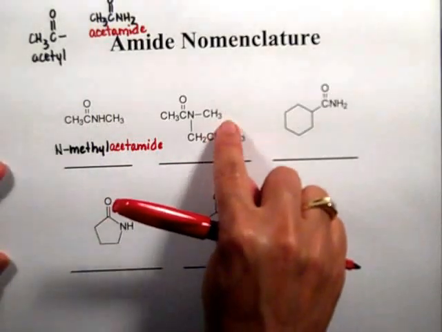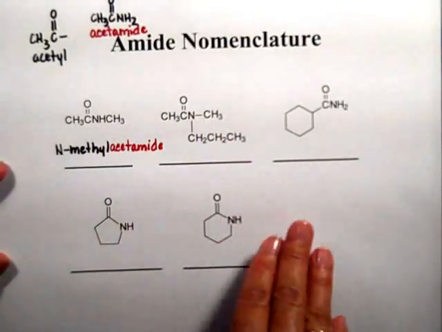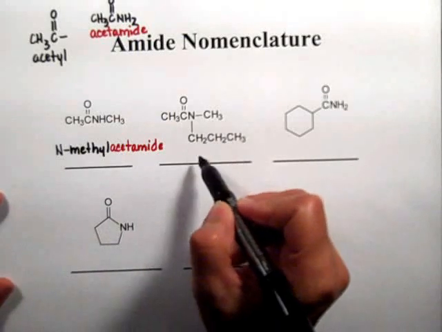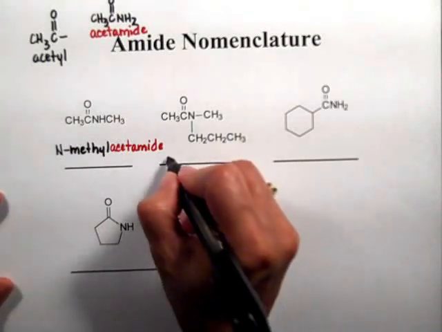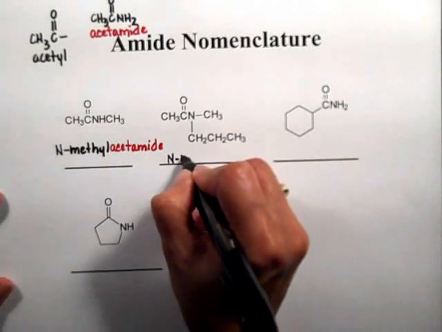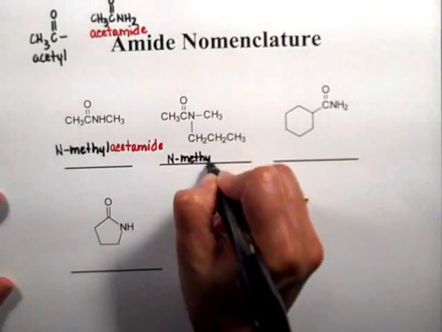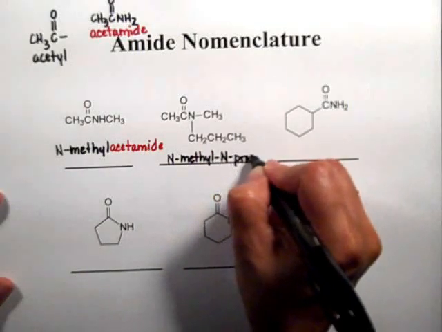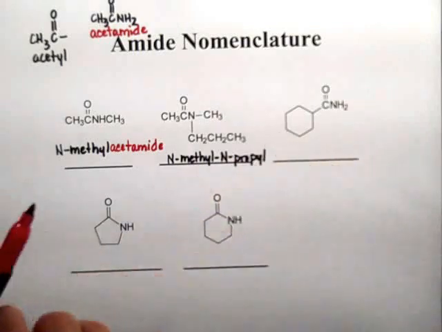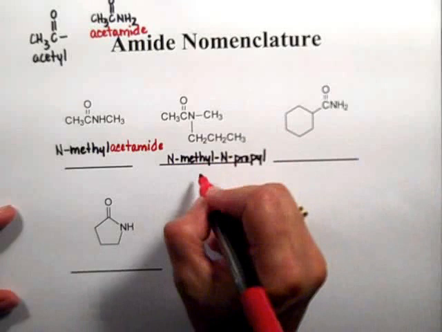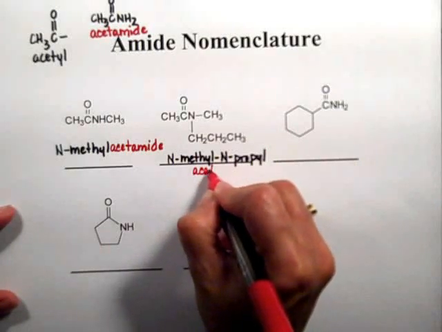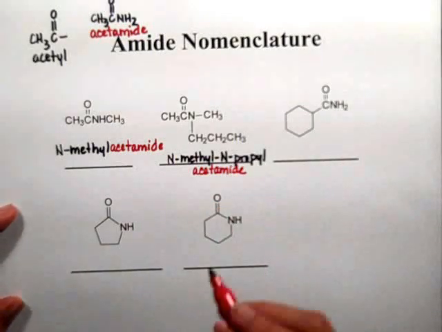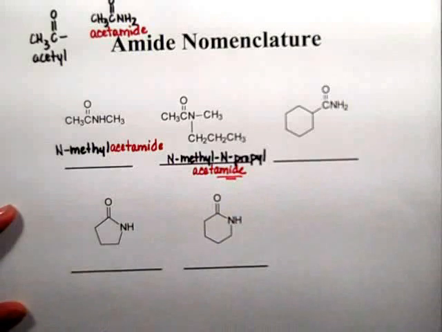If you happen to have two different groups, make sure that you tell me twice what you have and where they're attached to, and you put them in alphabetical order. So I have a methyl and I have a propyl group. Methyl goes first. So I have a methyl attached to the nitrogen. And then attached to the nitrogen, I also happen to have a propyl group. I ran out of space. Make sure that you keep it in one line because I'm going to put the acetamide at the bottom. So we're going to end it in amide so that we know that we have an amide.